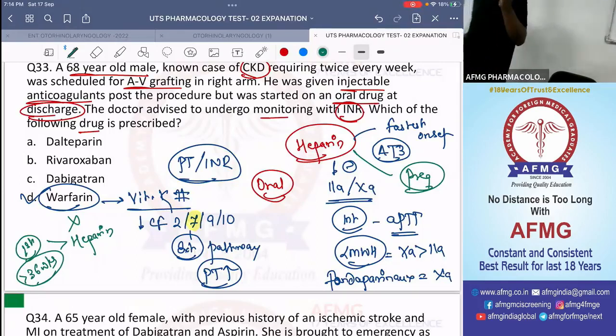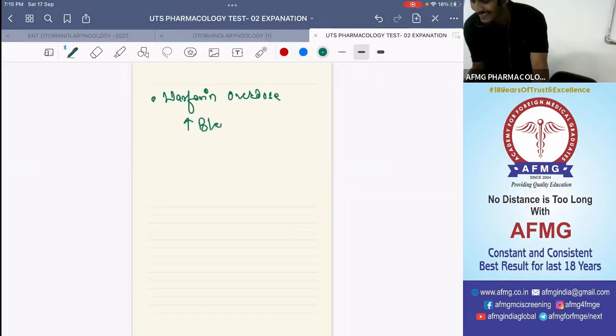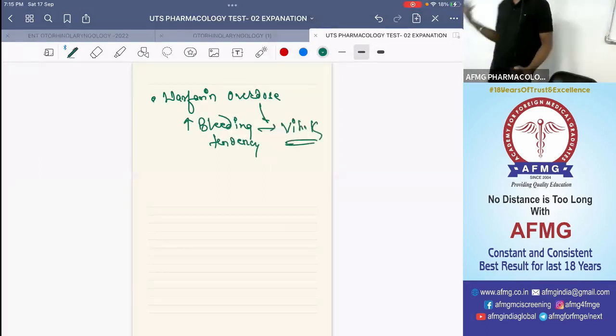Okay. And in warfarin toxicity, what is the drug? Vitamin K. If I talk about warfarin overdose, meaning when the warfarin is high, what can happen? There would be an increased bleeding tendency. There are high chances of bleeding. Then the drug of choice in these two conditions is vitamin K, because warfarin was blocking vitamin K. So do the opposite, give vitamin K.